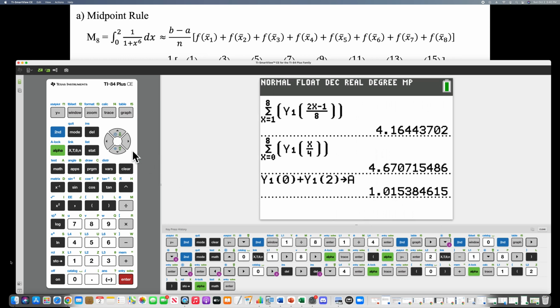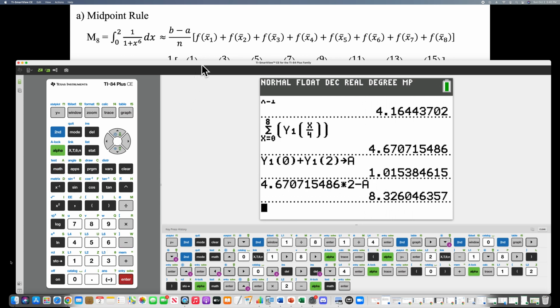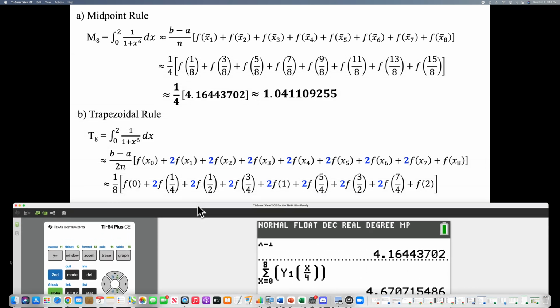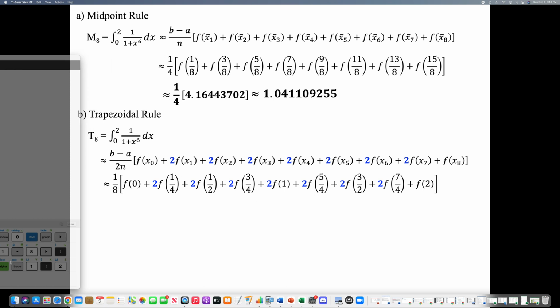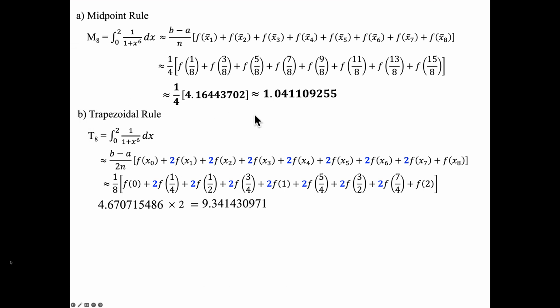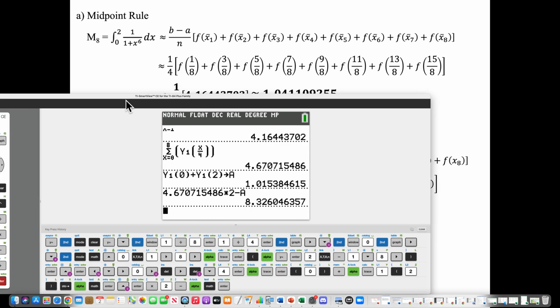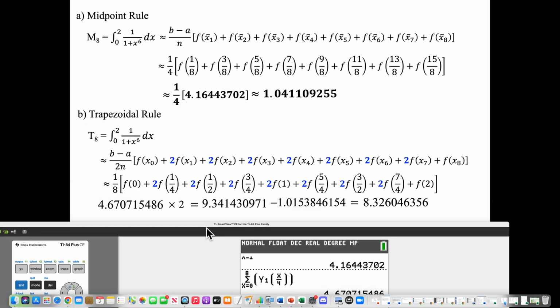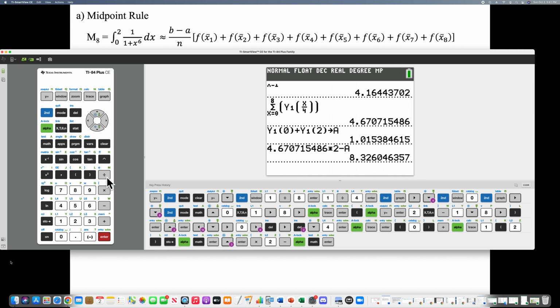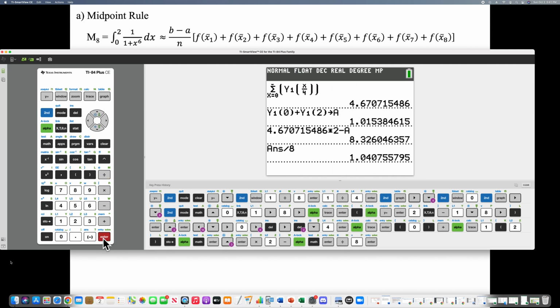So I go up here, grab that value, enter, times it by 2, and subtract my alpha A, and that will give me this value. Hold on, let me finish my clicks over here. That will give you the 83264046356 on my calculator, and then all you have to do is divide it by 8, and you have that sum right there.